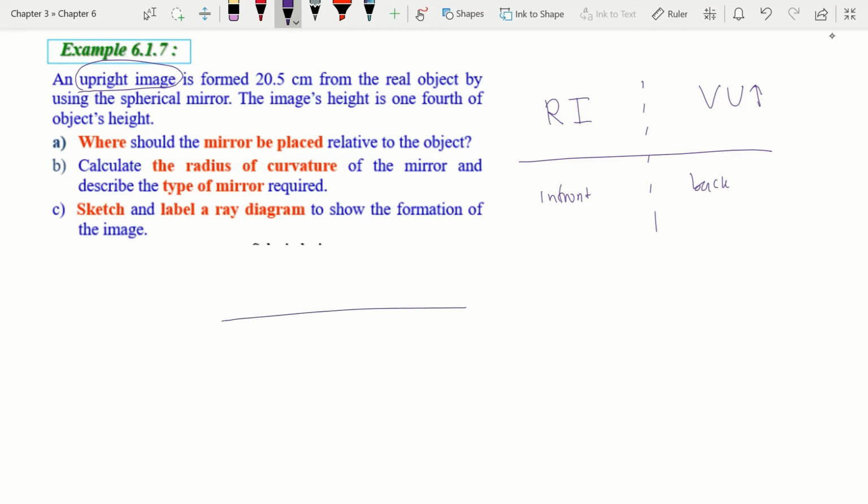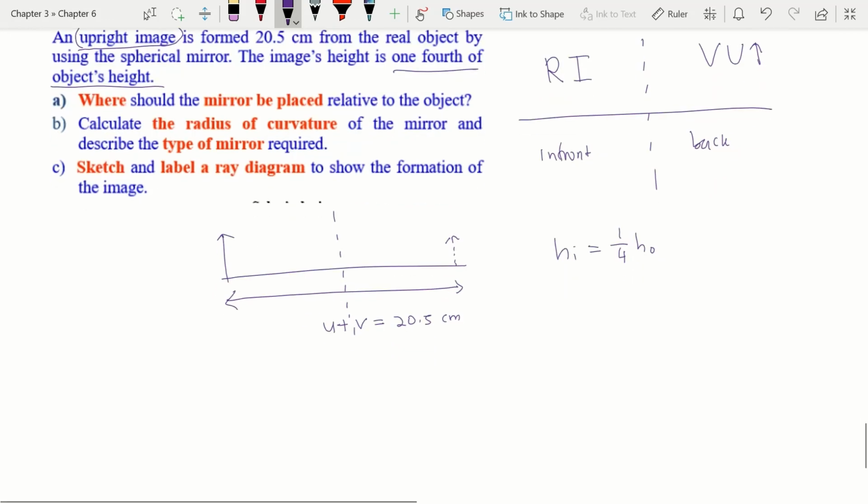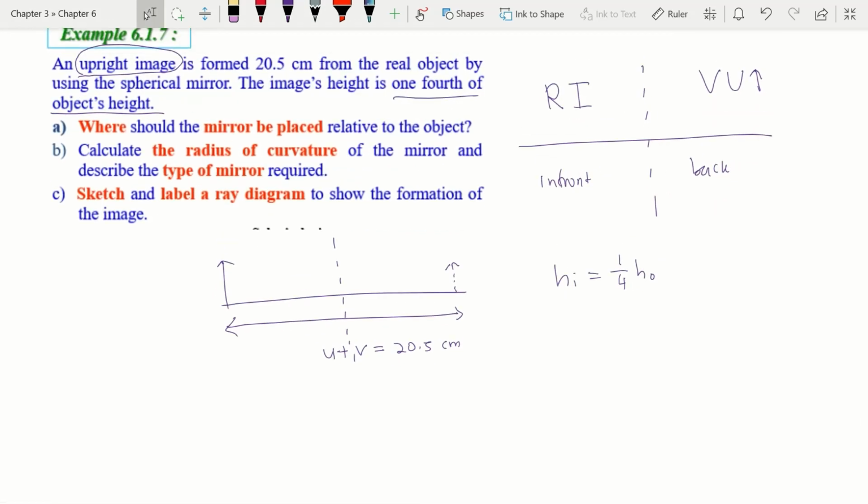Okay, so now you have a real object. The object is here and the image is from here. So from the object to the image, the distance is 20.5 centimeter. It means object distance plus image distance is 20.5 centimeter. Alright, the height of the image is 1/4 of the object height. Now, where should the mirror be placed relative to the object?